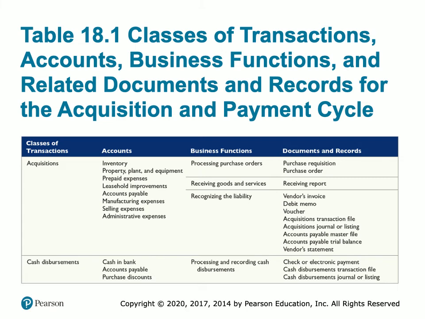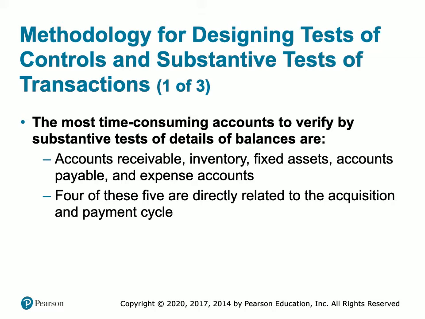Therefore, recognizing the liability when the goods or services are received, and then processing and recording the cash disbursements. And you can see the different classes of transactions here. I'm not going to go through them all, but you can see between the acquisitions, the type of accounts you would impact, and then on the cash disbursements, what is basically pretty straightforward.